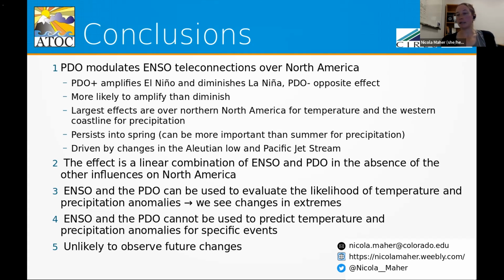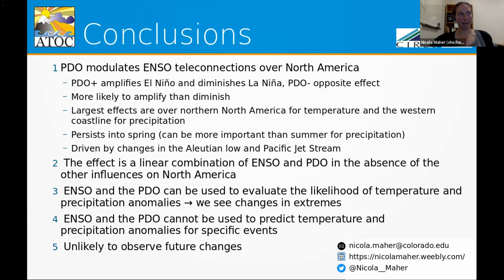We find that this effect is a linear combination of the two modes when you composite them in the absence of the other. And when you think about the PDFs I showed you, you can see that this can be really important for the likelihood of kind of those extreme temperatures and precipitation anomalies, but the two modes can't be used to predict temperatures because there's so much variability, meaning that while you're more likely to have a warm Alaska, for example, when the two modes are positive, you could still have cold anomalies just due to that high variability. And I've suggested that it's unlikely that we observe future changes.